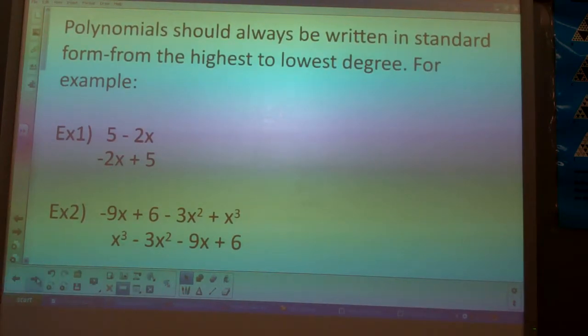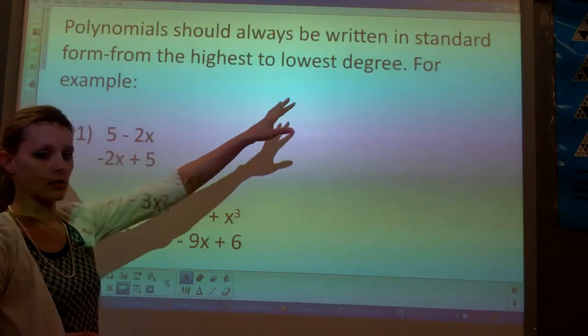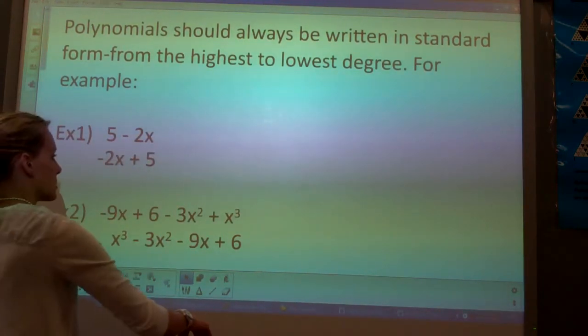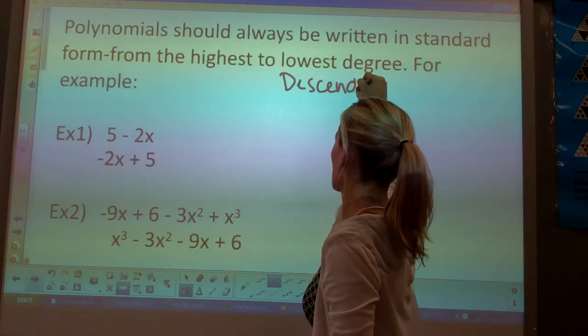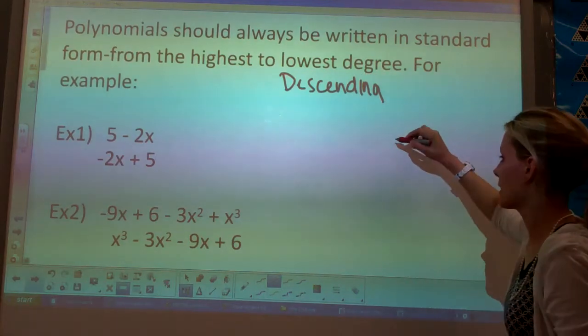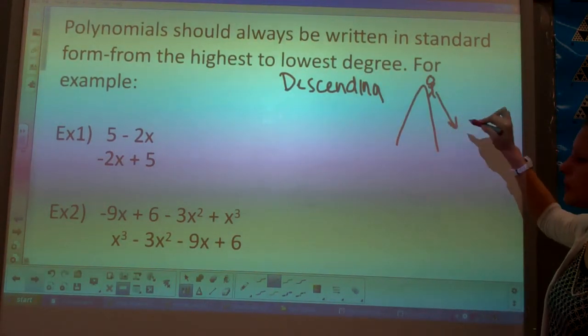So polynomials should always be written where your variable's exponent goes from the highest to the lowest. This is also called descending order. If you think of a mountain and you're on the top, if you go down, you're descending.